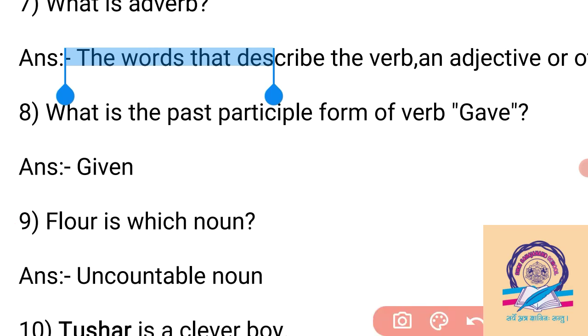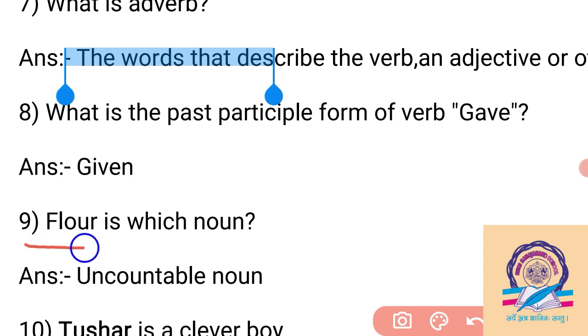Then the 8th question is given. What is the past participle form of the verb gave here? Gave is the past form of the verb give. Give is the present form, gave is the past form, and gave changes into given as the past participle form here.